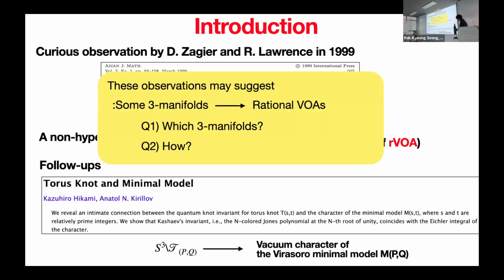So then the natural question is, this observation makes sense that if you choose a very nice choice of the 3-manifold, mostly non-hyperbolic cases, it seems that we can assign some corresponding rational VOAs. So we may ask which 3-manifold will allow this kind of map, and how does it work? How can we assign some rational VOA from the 3-manifold? That's the most natural question, I guess.